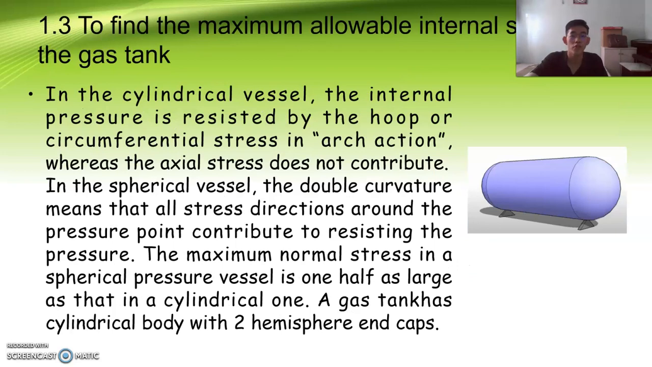So the third is to find the maximum allowable internal stress of the gas tank. In the spherical vessel, the internal pressure is resisted by the hoop or circumferential stress in action, whereas the shear stress does not contribute. So in this spherical vessel, we will find the maximum allowable internal stress.